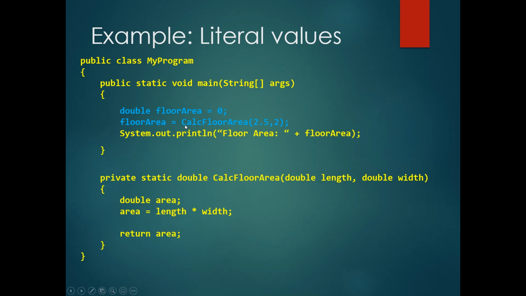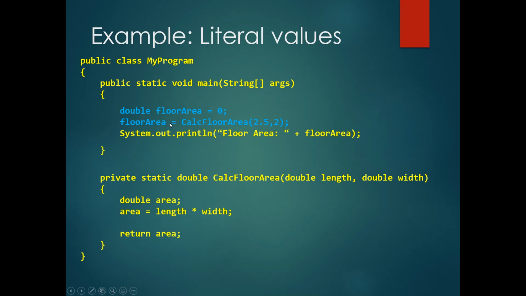And then here's me calling calc floor area, and I gave it the value 2.5 and 2. So when it calculates this, it's going to be 2.5 times 2, which is 5. So the 5 is going to come back up and then be stored into floor area.